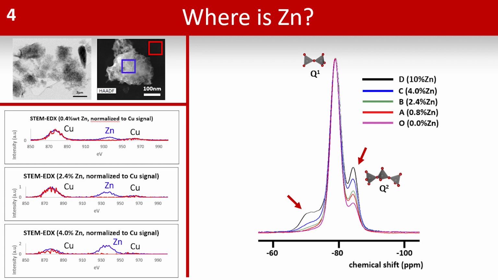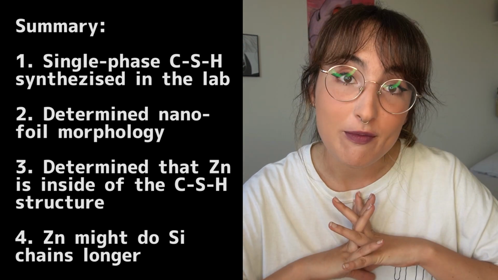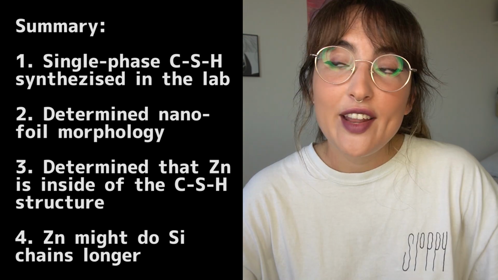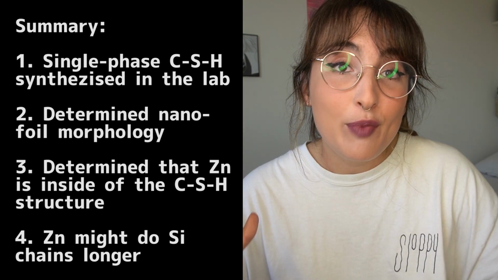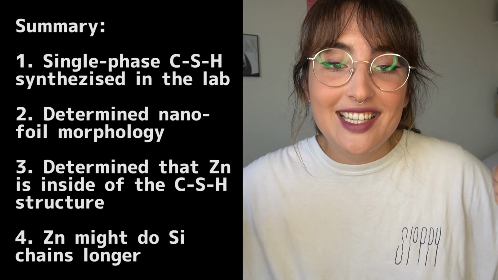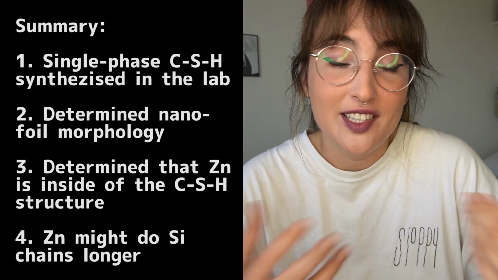Therefore, zinc is changing the chemical environment of silicates and is incorporated in the structure, which is what we wanted to prove. CSH was synthesized in the lab. We also confirmed that zinc is inside, incorporated in the structure. And all of this allowed us to make a little hypothesis saying that maybe what zinc is doing is making these silicate chains longer. And this is ultimately making the early strength of the cement better.